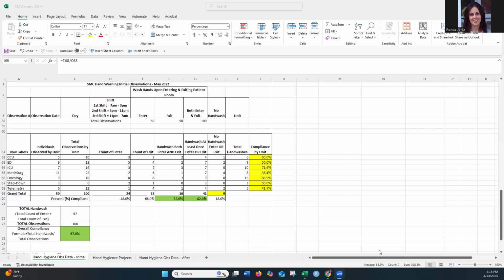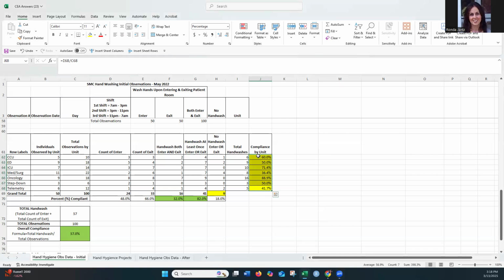As you get started preparing for the quiz, you'll notice I added a new column here. It's called compliance by unit. Compliance by unit is going to tell us which unit is best in hand washing compliance, and we're going to calculate that for both initial and post data. I wanted to show you how to do that because you will need to know how to do that for the quiz.